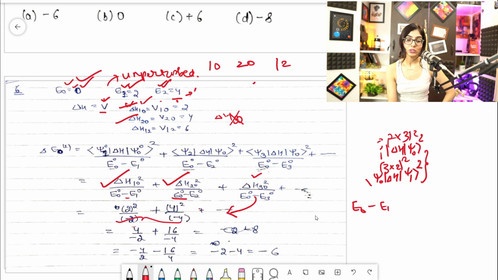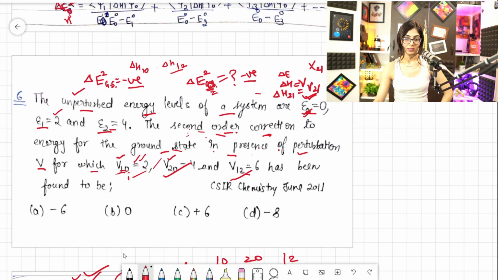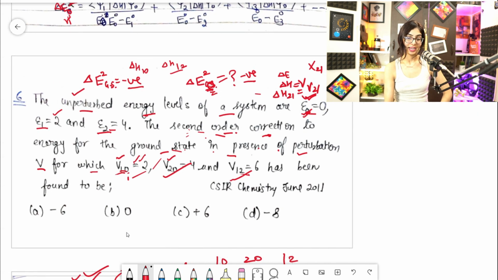So when you will be taking 2 square, it will be 4 divided by minus 2, plus it would be 4 square, that would be 16 divided by minus 4, and it would be 4 by 2, it would be minus 2, and it would be minus 16 by 4, it would be minus 4, and minus 2 minus 4 is minus 6, and this is the answer A. So A would be the answer. Can you see over here? Yeah, so answer A is the correct option.